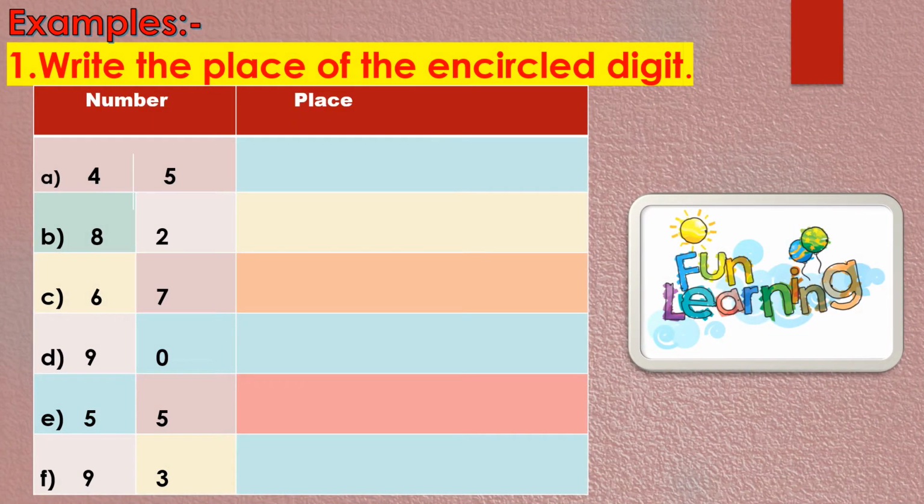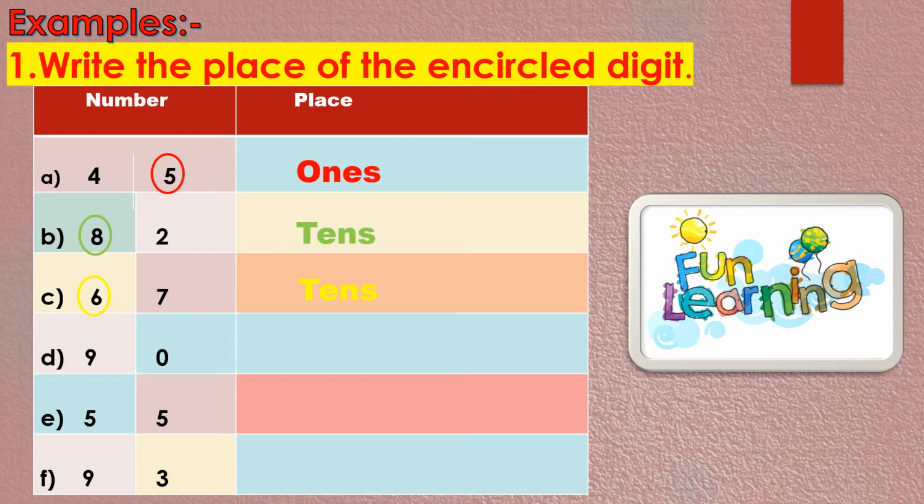Write the place of the encircled digit. Our first number is 45 and 5 is circled. So the place of 5 is ones. In the number 82 in the B part, 8 is circled. And the place of 8 is tens. C part, 67. 6 is circled and the place is tens.